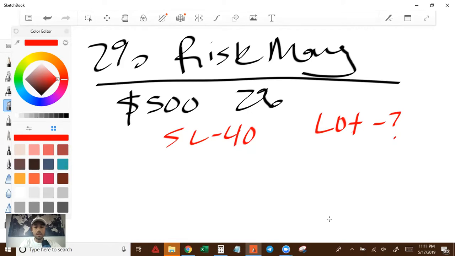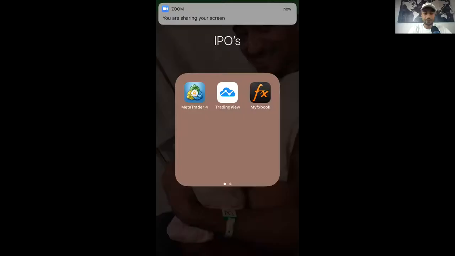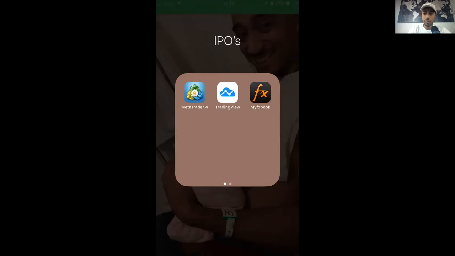So let's go ahead and check out this app real quick. The app that I want you to download is My FX Book. All right, so go ahead and download that real quick. Pause the video if you want to. Download My FX Book so we can make this as simple as possible for you. All right, so click where it says My FX Book.